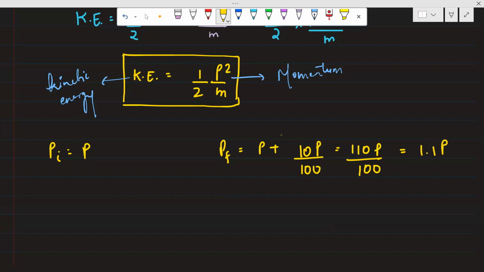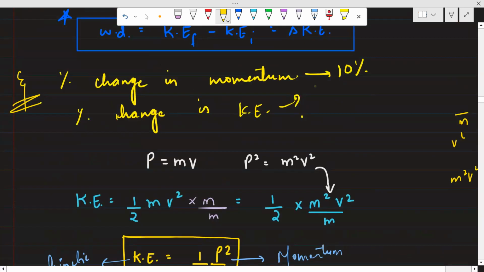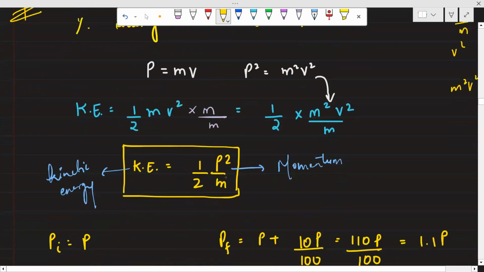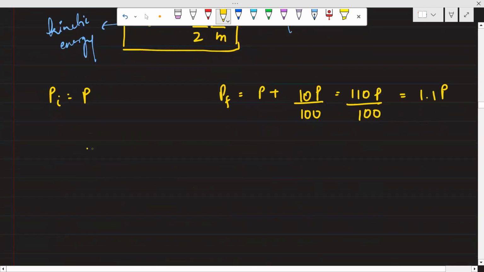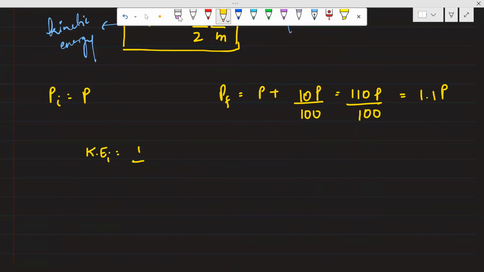Right? Now it is asking us the change in momentum. Oh, no, change in kinetic energy. All right. So we know kinetic energy. Initial kinetic energy will be half, or directly I'll write P square by 2m. This was the initial kinetic energy. What will be the final kinetic energy, class? This momentum will be squared up: 1.1 P whole square divided by 2m.